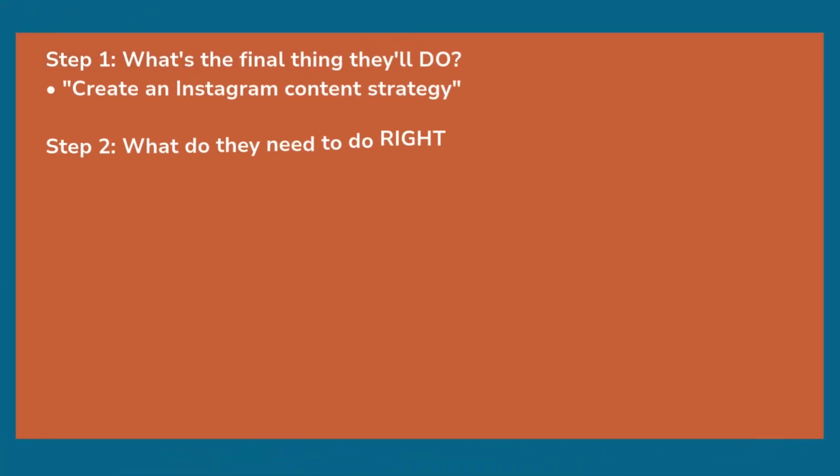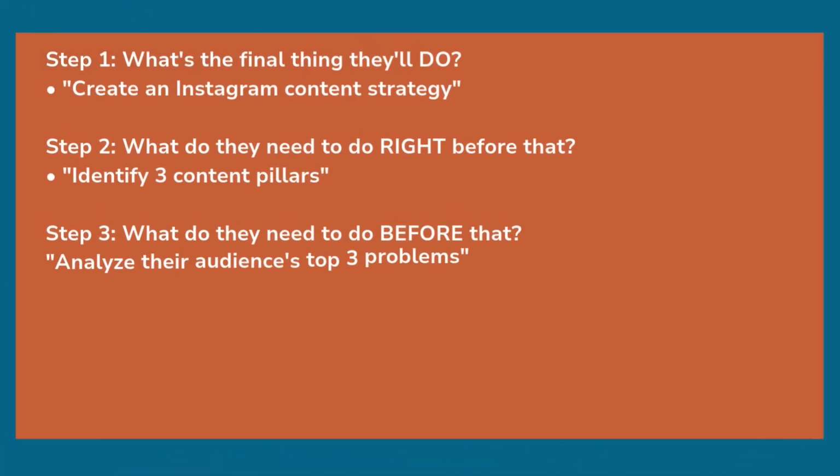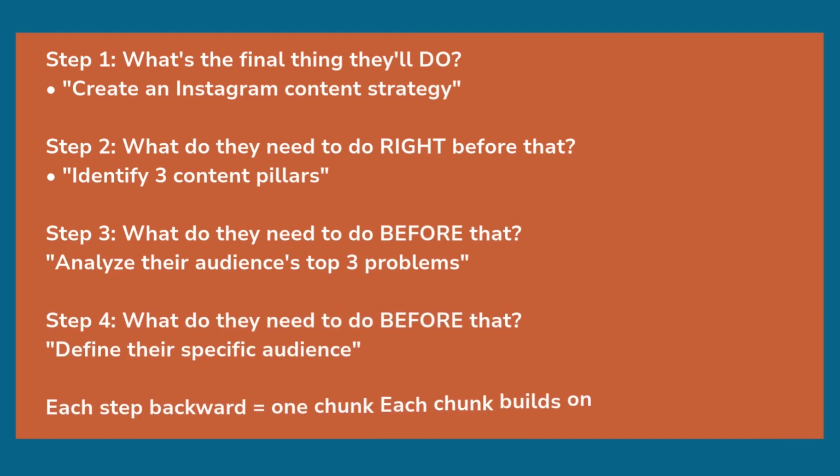So the best way to create your chunks is to work backwards. So start with the goal. What is the final thing that they'll do when you know that goal has been reached? For example, it might be create an Instagram content strategy. Step 2, what do they need to do right before that? Then what do they need to do right before that? And you continue to work your way backwards until you get to that first step.